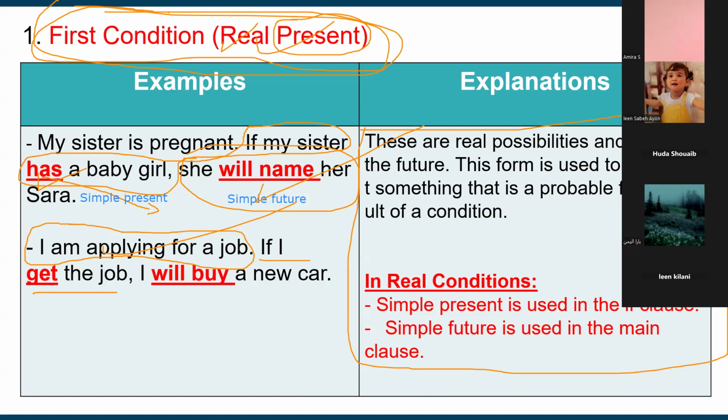Farah, switch it. Unmute your mic. Oh yes. Okay. You will achieve your goals if you are disciplined. Bravo.